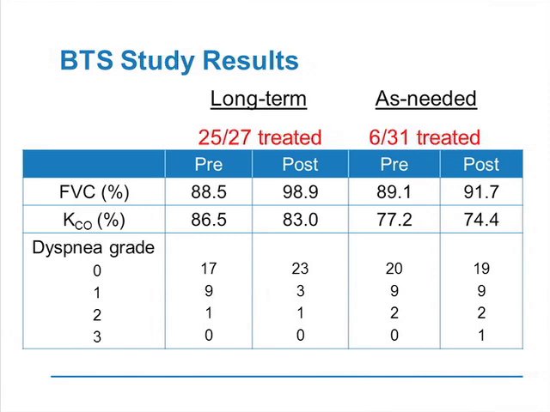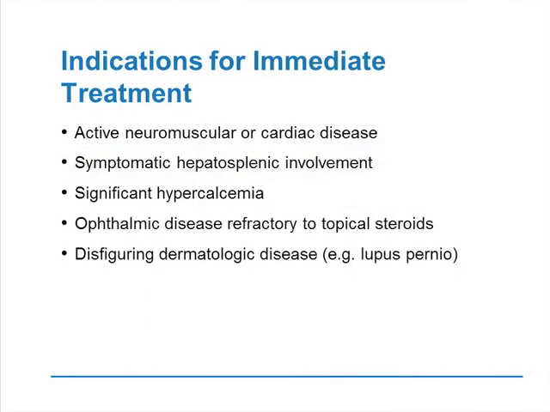In terms of extrapulmonary disease, there are some indications for immediate treatment, and the next slide demonstrates some of those. That is active neuromuscular or cardiac disease, symptomatic hepatosplenic involvement, significant hypercalcemia, ophthalmologic disease that's refractory to topical steroids or for whom the topical steroids are causing substantial problems, and finally severe dermatologic disease. All other indications for treatment really need to be considered in the context of the course of the patient and the impact of the manifestations on the patient's quality of life and the particular organ.